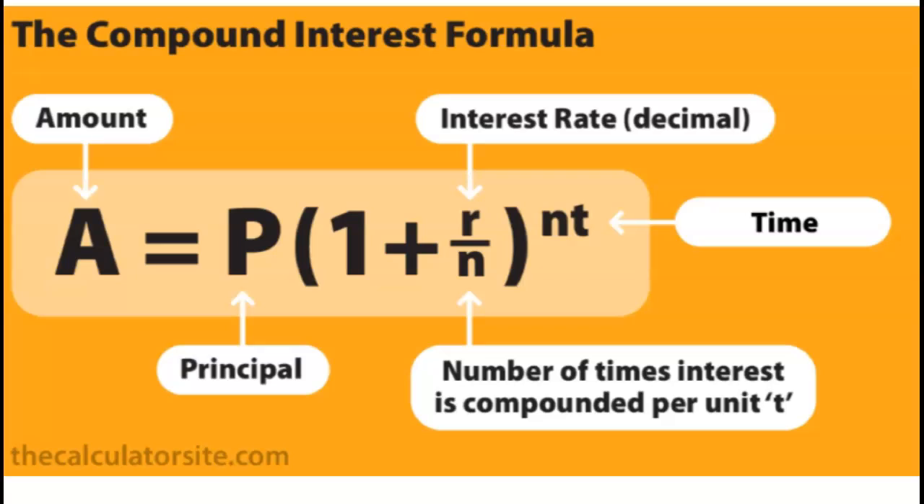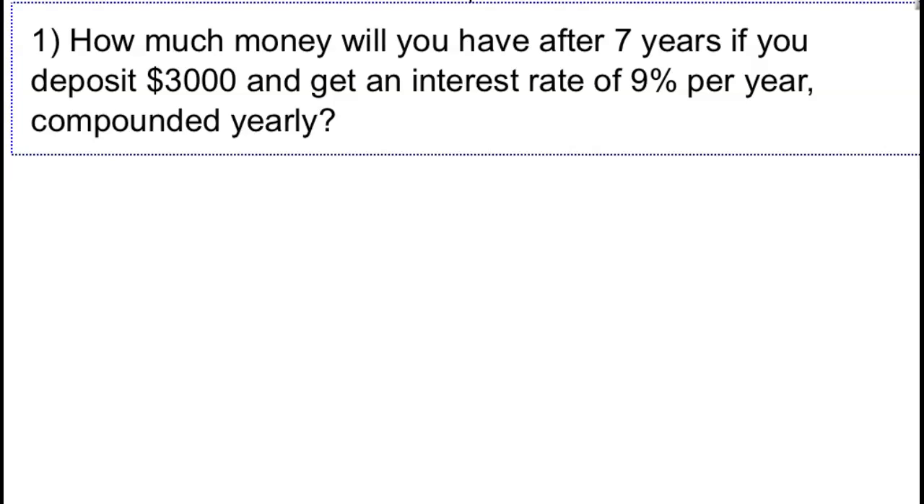So we're going to do two examples based on this, just so you can see how it works. I might ask you, how much money will you have after 7 years if you deposit $3,000 and get an interest rate of 9% per year compounded yearly? Yearly is the easiest. So what you're going to end up doing here, 9% is the same as 0.09.